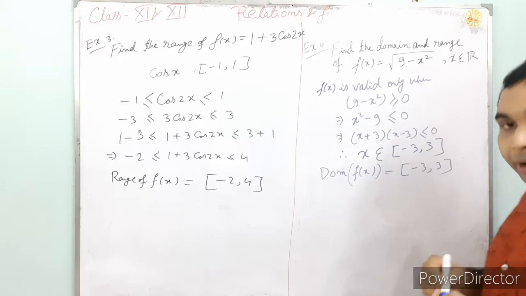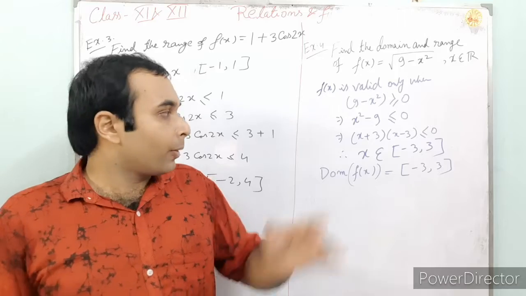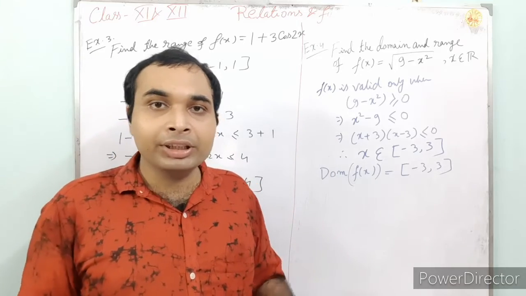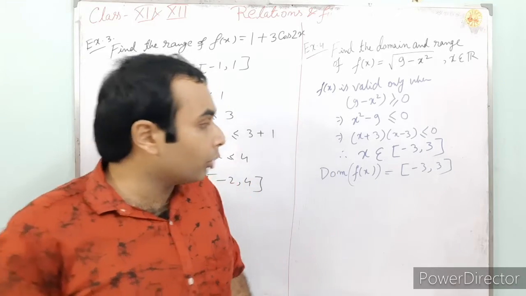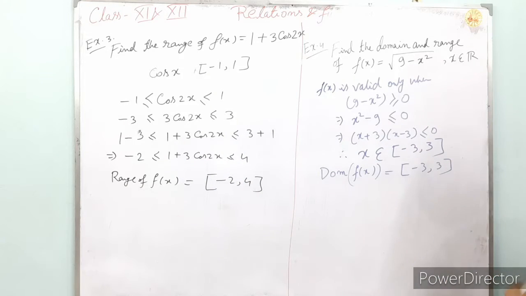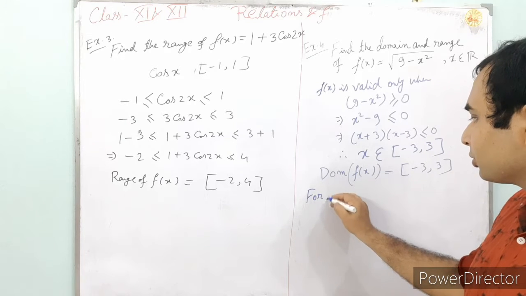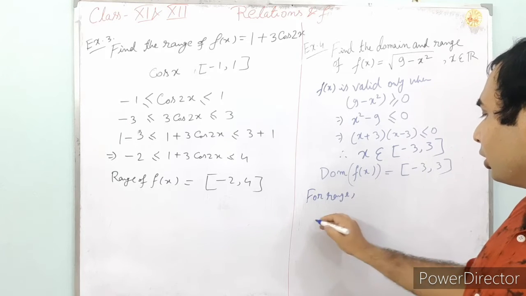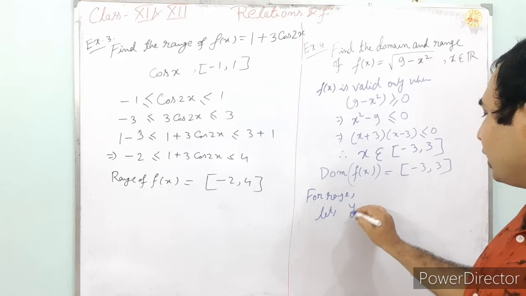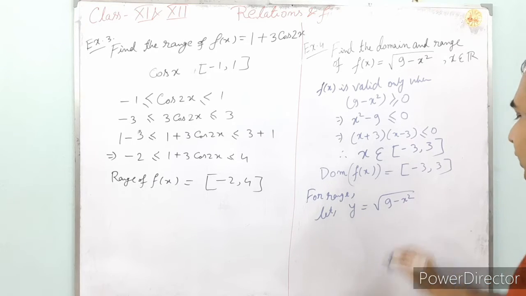We have got the domain. That means from here the inputs are coming. Now we have to find the range. Range means the set of the outputs. Where is the output now? For finding the range, let y equal root over 9 minus x square.